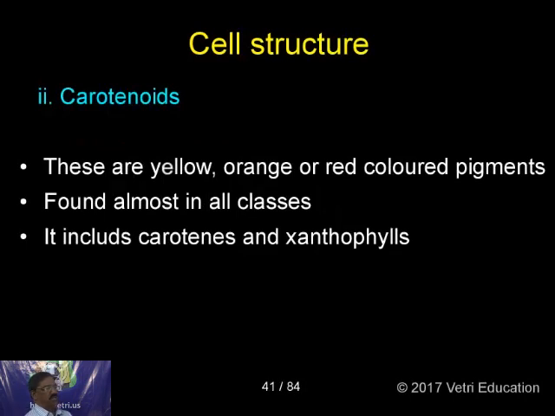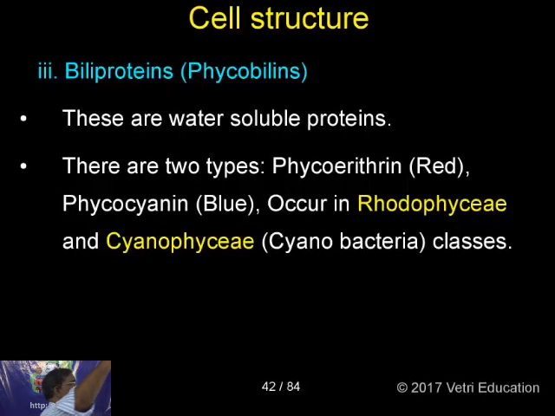These are colored pigments, and these may be yellow, orange or red colored pigments found in almost all classes. The carotenoids are of two types: one called carotenes and the second one xanthophylls. In addition to this, we have the biliproteins. These biliproteins are found only in algae, and they are also called phycobilins. These are water soluble, and there are two types of these biliproteins.